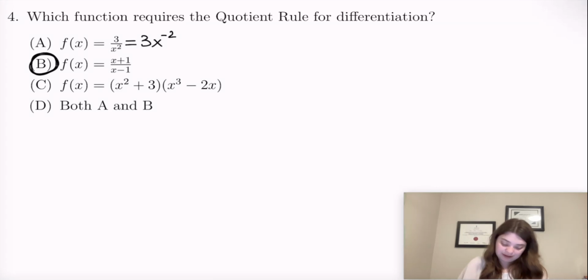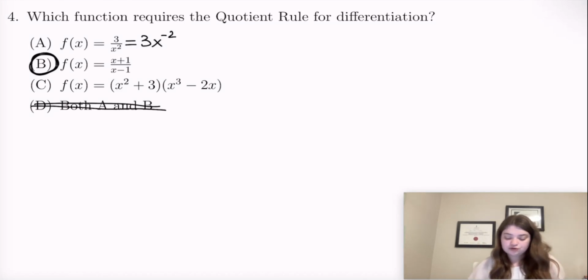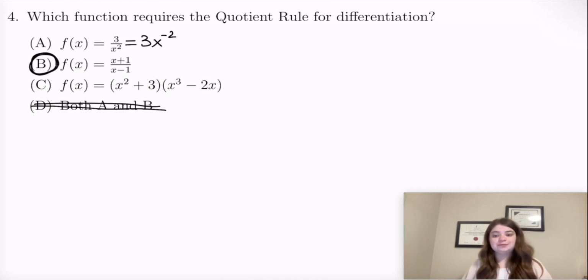And then both A and B isn't correct because we already stated that A isn't correct since the quotient rule is not required for A, as we could just use the power rule just by rearranging the way A looks a little bit. Just by reformatting A, we can just use power rule instead.